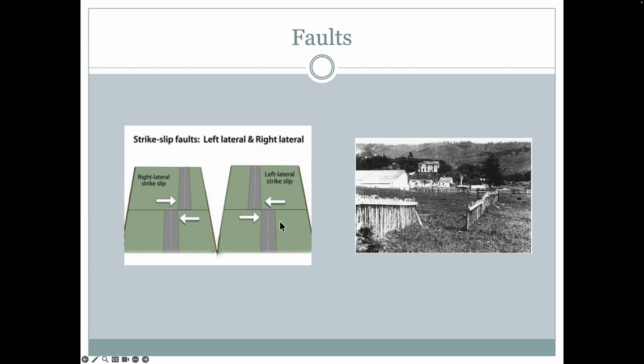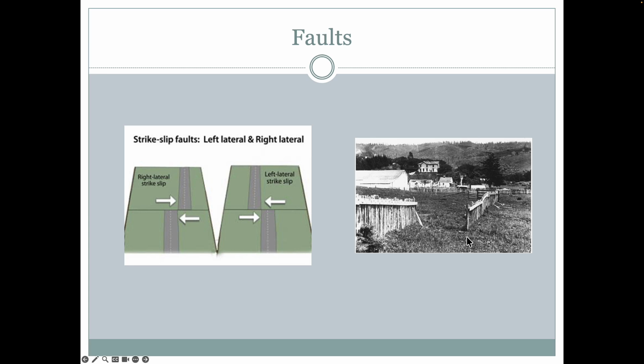A left lateral strike-slip fault is just the opposite. If you were standing here looking across, you would say the road is shifted off to the left. Same here, looking across, the road is shifted off to the left. So all strike-slip faults are either right lateral strike-slip faults or left lateral strike-slip faults.